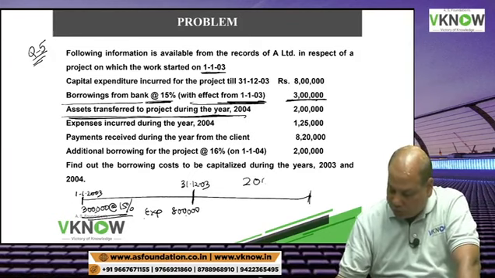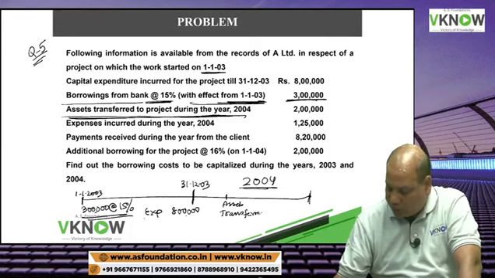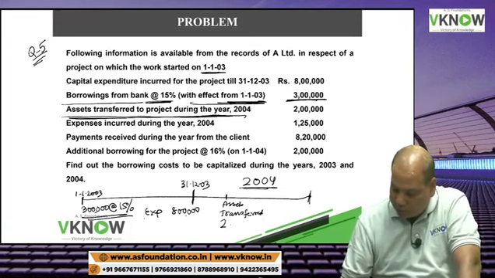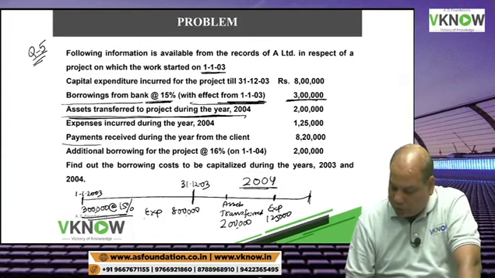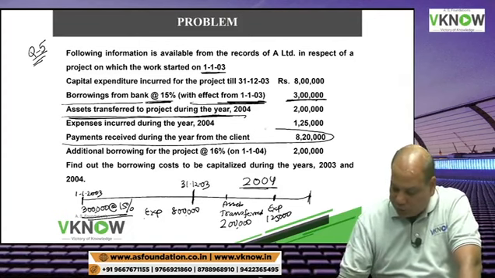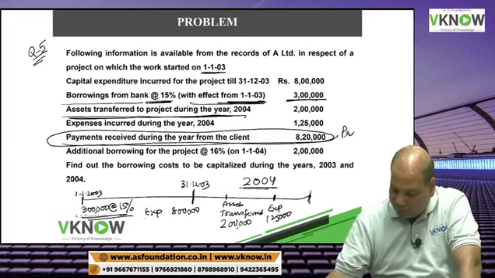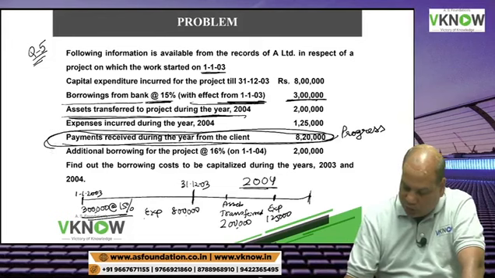Then what happened? Asset transferred to the project during the year 2004. Now this is year 2004. So you have one asset transferred. Asset transferred will also be added in the expenditure, 2 lakh. Plus you have also incurred expenditure of 1,25,000. In the second year, you received progress payment. This is progress payment from the client, 8,20,000.